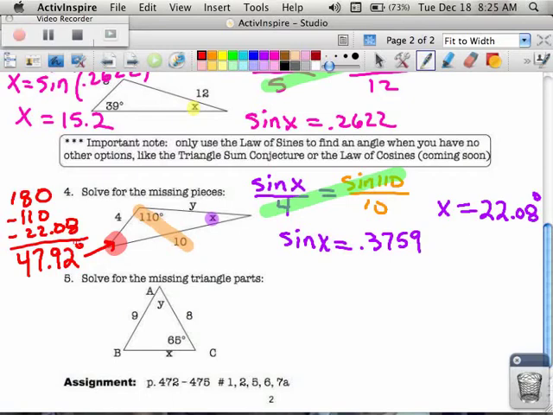And then I have one side left to find. I need to find the side that's called y. So if I find that side that's called y here, what I can do is I can say the sine of the angle I just found, 47.92, all over the y value, should be the same as the relationship we had in the orange, which was the sine of 110 divided by 10.